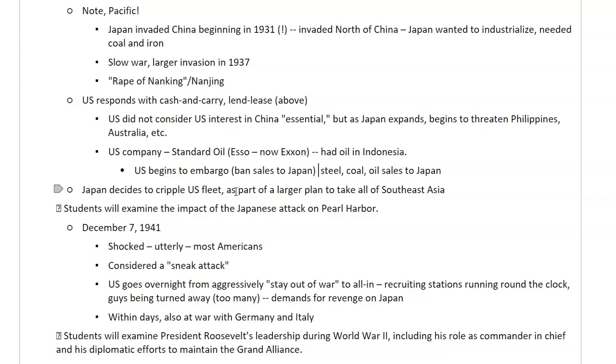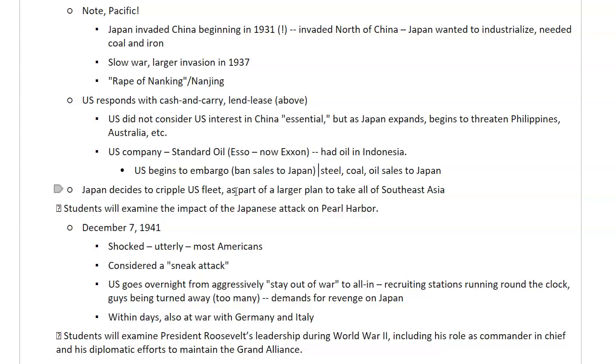Japan decides to cripple the U.S. fleet. There's a big buildup to this. It takes a while. I'll show you that in just a second. But the Japanese, realizing that they are inevitably going to confront the U.S. in the Pacific, whether anybody wants to or not, decide better to do it early than later.